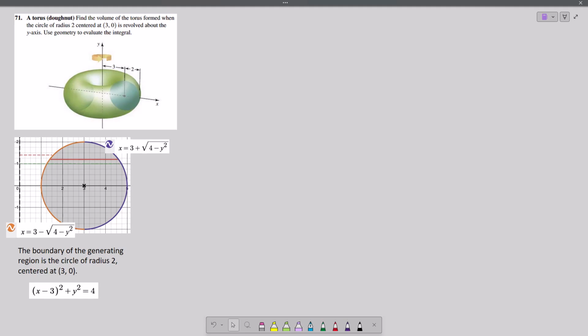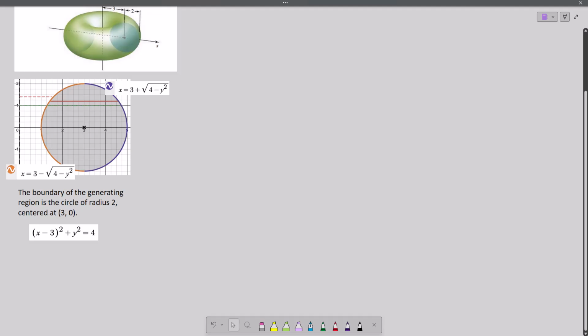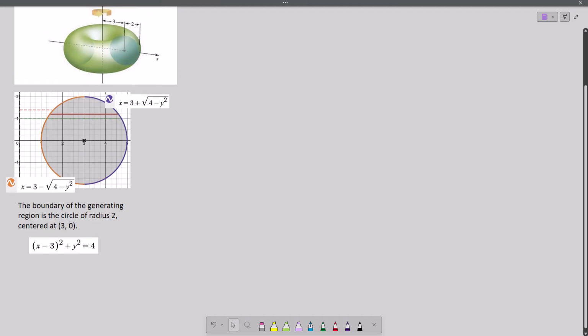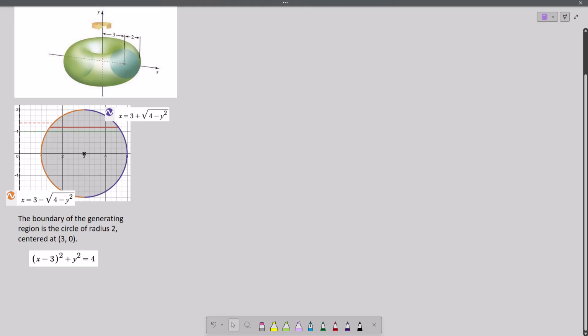So I've done a couple of things there. Here is the equation of the circle of radius 2 centered at 3, 0. So that's the equation of the generating region. And there's the graph of it. We have to use a horizontal element to create a washer. If we used a vertical element, again, we would get cylinders, which we're not doing yet. So that horizontal element right there is going to create a washer when it rotates around the y-axis. So this element right there, between those two dots, when it rotates around the y-axis, it's going to create a washer.